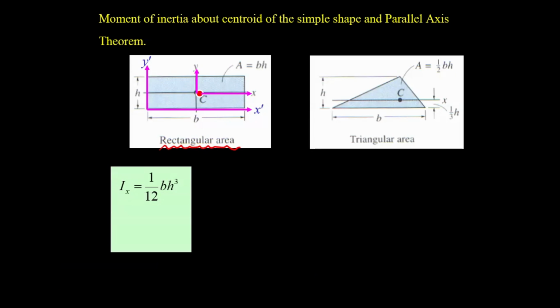There are important equations. I sub x is here, and it's going to be b times h cubed over 12. That is about the x-axis. Now, if you are looking for the y-axis, the equation is h times b cubed over 12. It's a bit different. Here I sub x is larger than I sub y. For this other one, you have the different case, where I sub y is larger than I sub x.